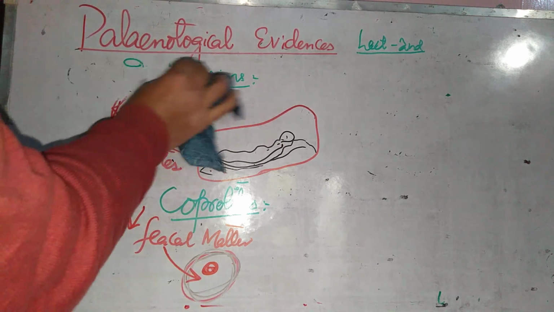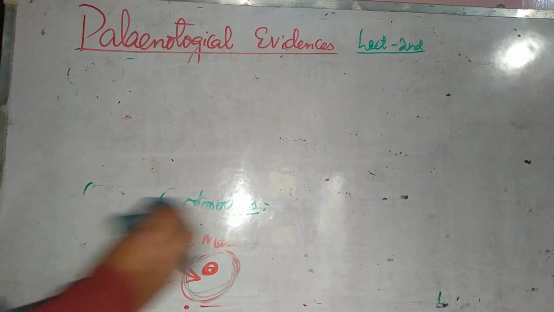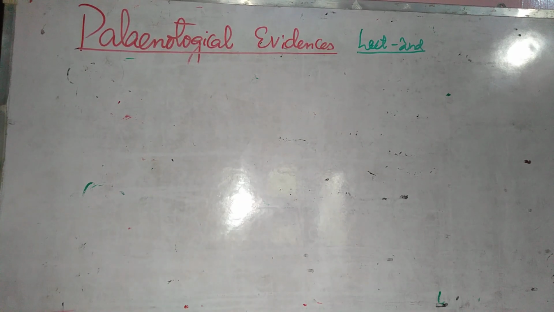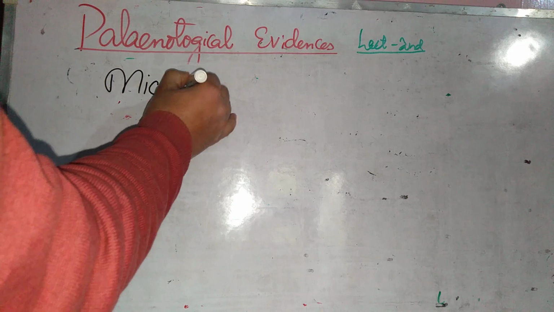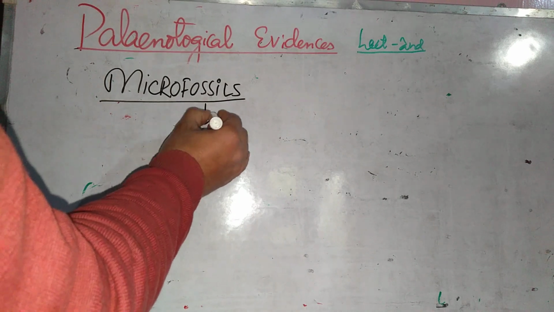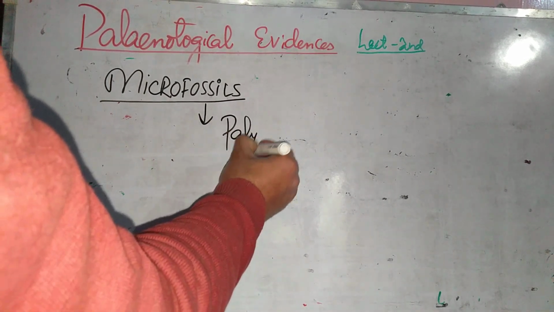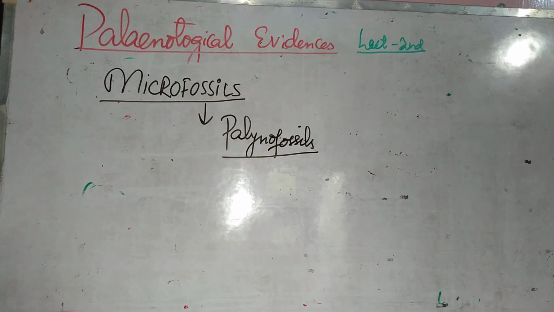Now we will understand some other types of fossils. After coprolites, there are microfossils. There's another category of fossils which we call microfossils. Another name for these microfossils is the palaeontological. Now, what are microfossils? They are basically the fossils of microscopic structures.